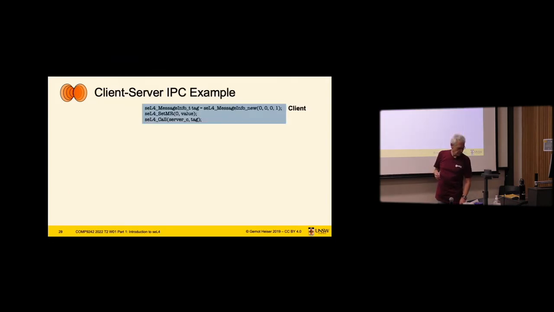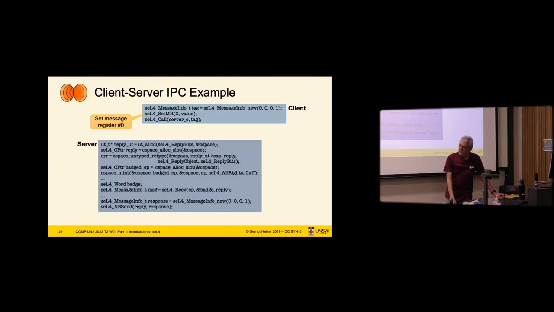And just last thing is an example of how this gets used. So this is a typical use case. The client has its message info, and it has some convenience function for setting these registers. So in this case, the first message register gets set to a value, and then it invokes the call on the server capability. So that's the endpoint capability.